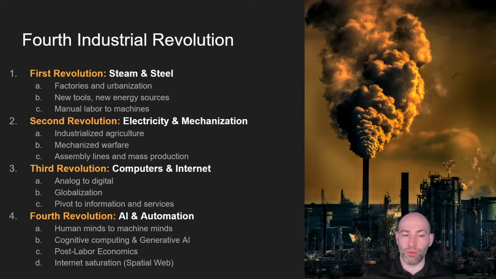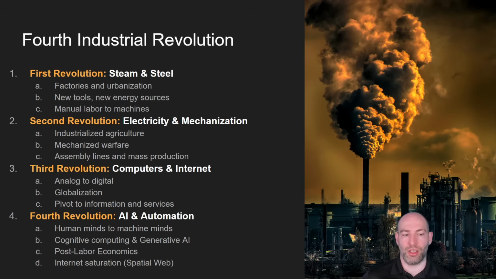And then finally, the third revolution was computers and internet. So this is the digital age. This is the transition from analog to digital, basically from snail mail to email. And this also saw a pivot from manual labor-based economies to knowledge-based or service-based economies. So this was a huge pivot because as we got more and more people out of factories and out of fields and had machines doing more of that, then it became a knowledge-based economy.